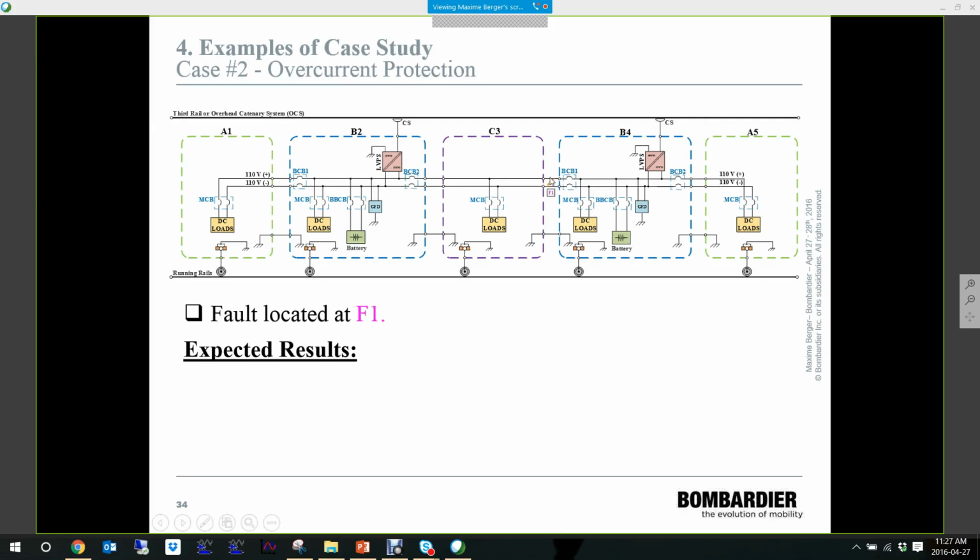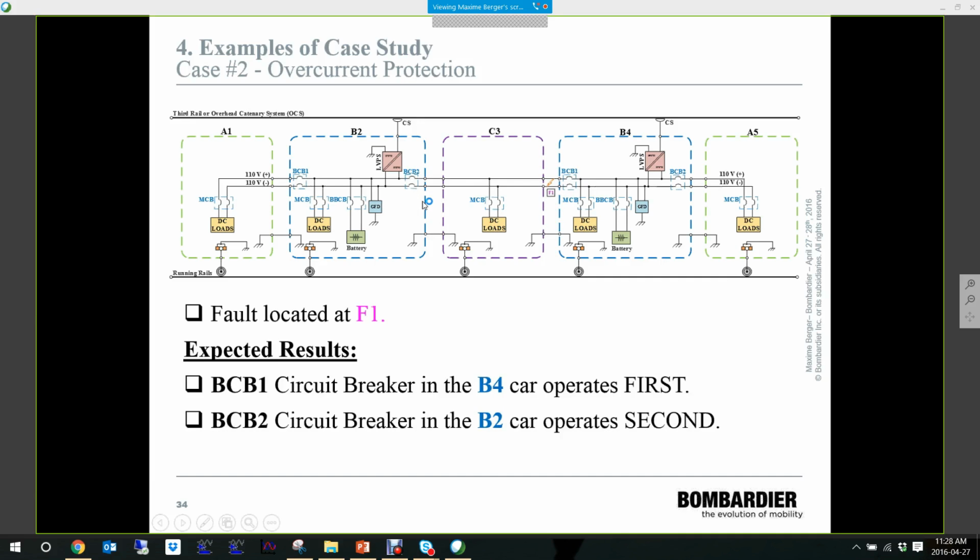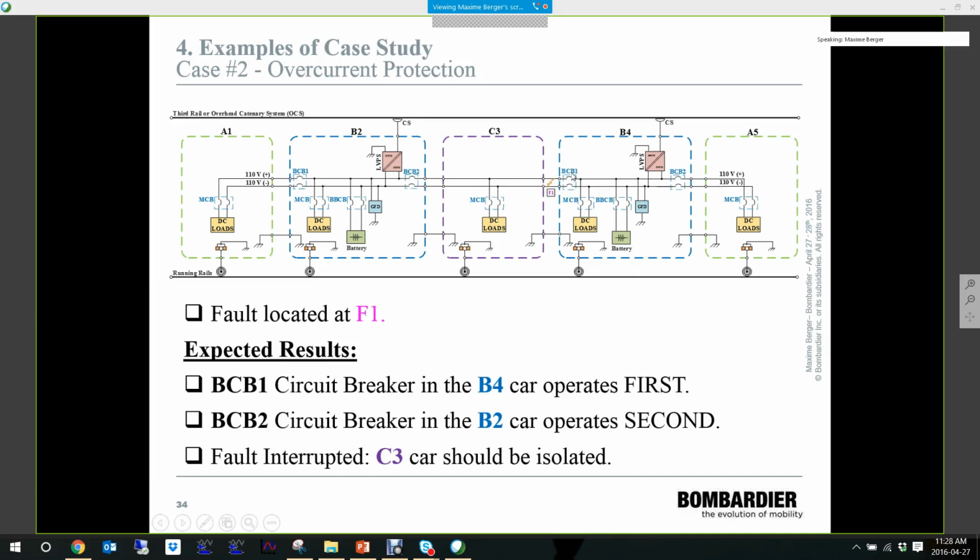So we are doing a fault here in F1. What we are expecting is to have fault current contribution from this battery here, from this converter there, and from the converter in the B2 car and the battery in the B2 car as well. Since this circuit breaker is closer to the fault, we're expecting this circuit breaker to open first and this one here to open second. And once these two circuit breakers are completely open, we're expecting the C3 car to be completely isolated.